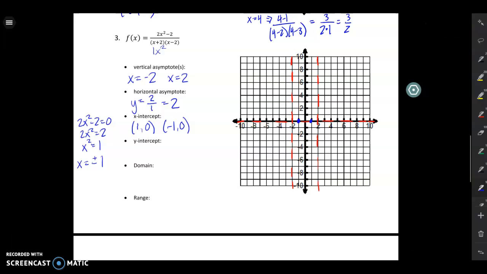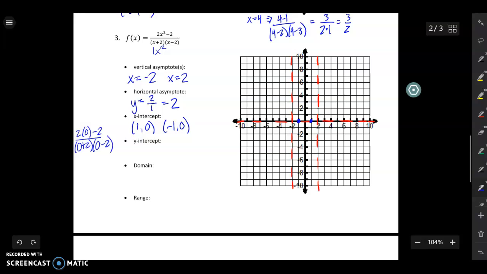Then my y-intercept I get by plugging 0 in for my x values. So I end up with, let me just erase this work for my x-intercepts, do the work right here. I have 2 times 0 minus 2 over 0 plus 2 times 0 minus 2. So my numerator just turns into -2, and my denominator turns into -4, which is a positive 1/2. So my y-intercept is 0, 1/2. This is 0, 1/2 right there.